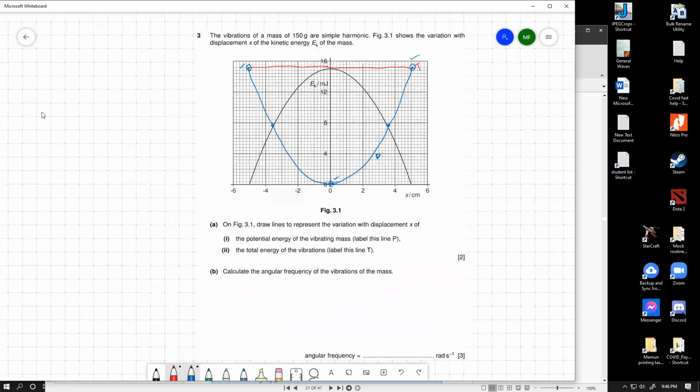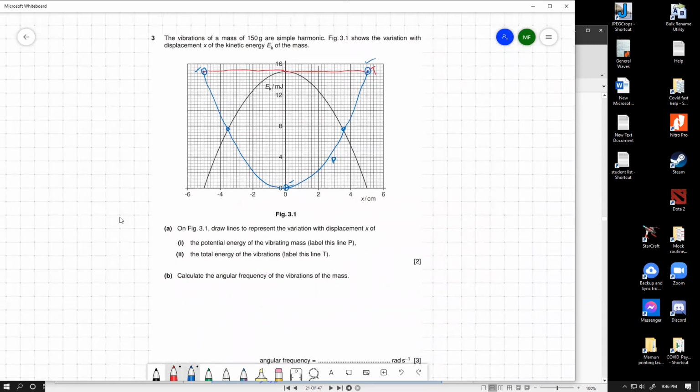Then the question says, calculate the angular frequency of the vibration of the mass. Now, if you are trying to find the angular frequency, what we need is omega equals 2 pi over T.